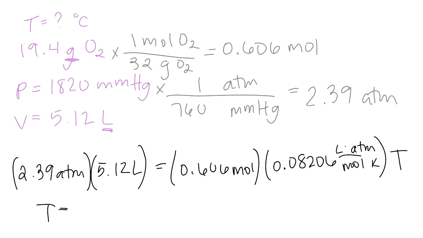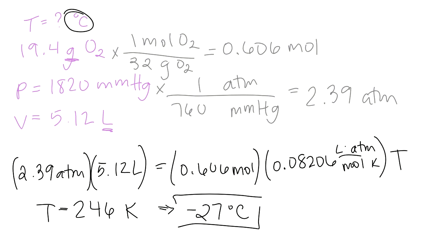Alrighty, so for T, I end up getting 246 Kelvin. But again, the question's asking for Celsius. So we subtract 273, and our new answer, if we take 246 minus 273, I get negative 27 degrees Celsius, and that would be our final answer.